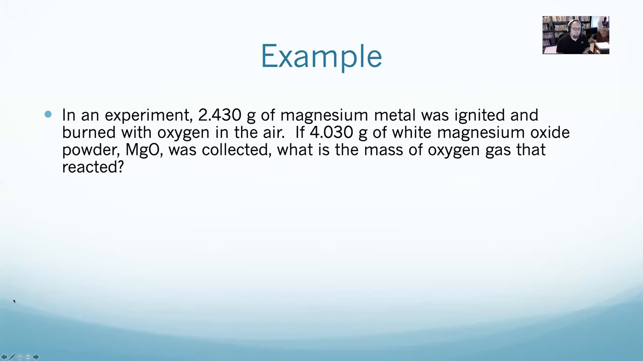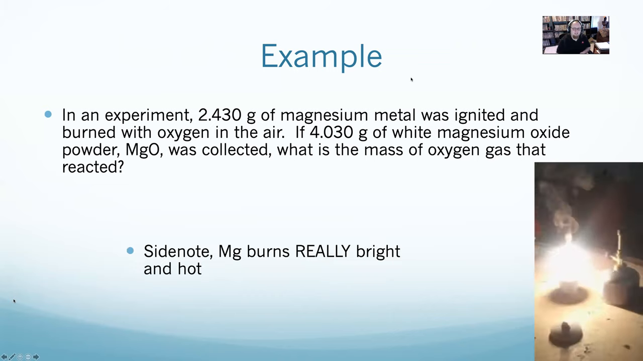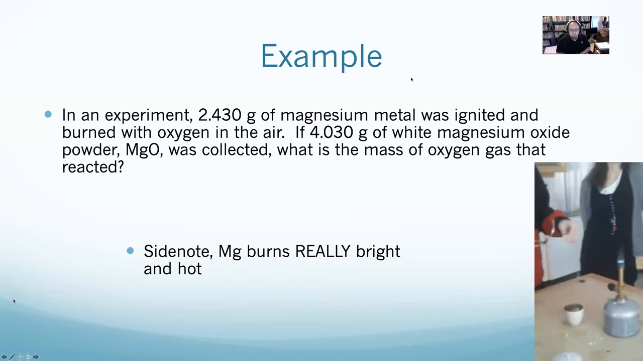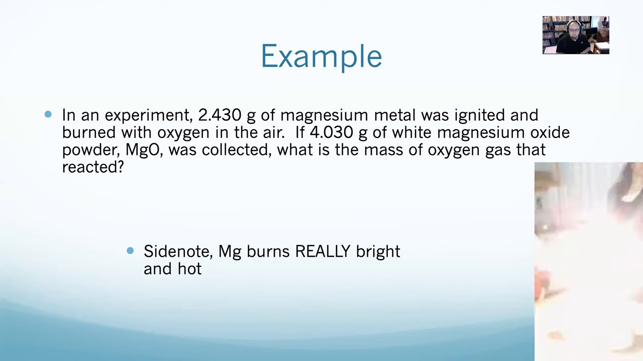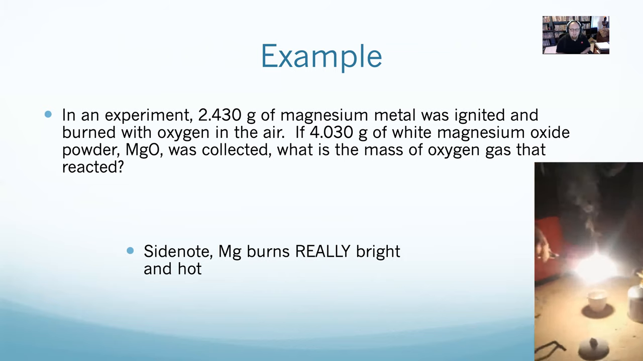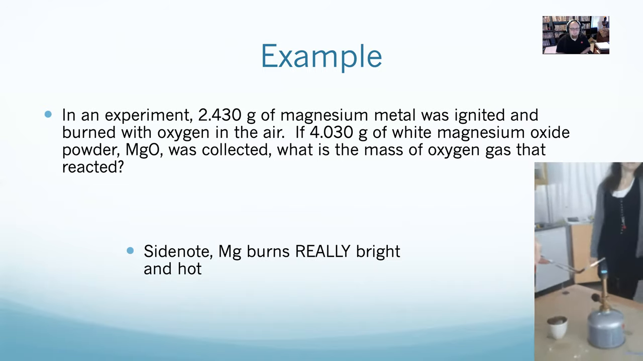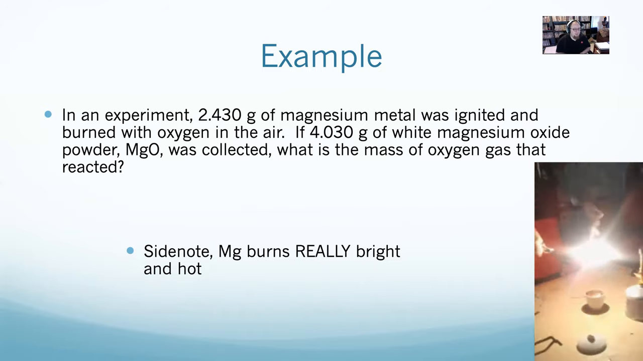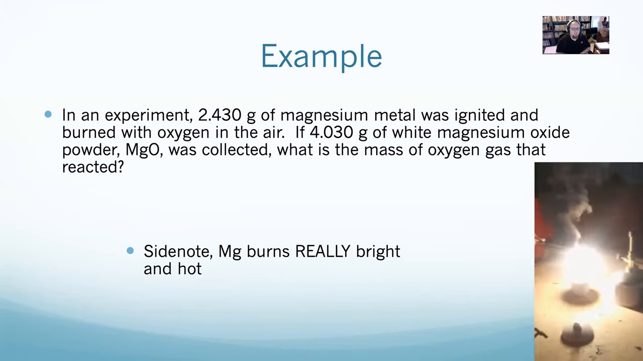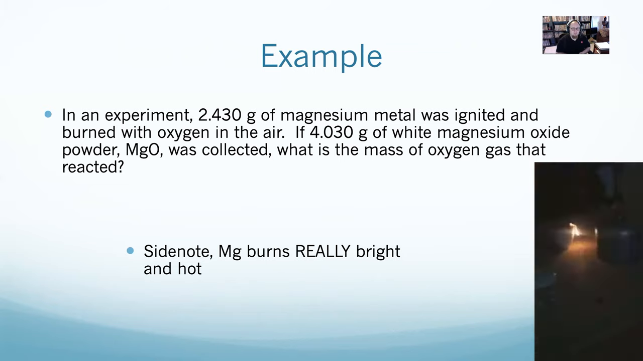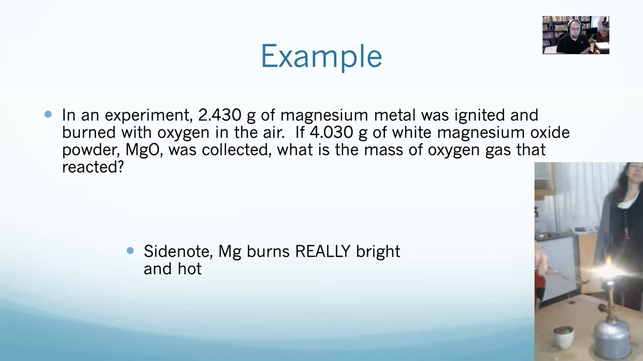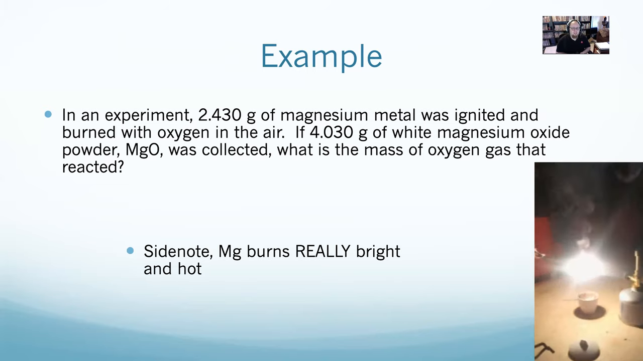It says, let's say I have 2.43 grams of magnesium metal and we set it on fire. When you set magnesium metal on fire, it gets really, really bright. After you burn it, it goes from a shiny metal to a crumbly white powder. That crumbly white powder after it gets set on fire is magnesium oxide. And this is actually a chemical reaction. That's why it glows so much. You're turning magnesium to magnesium oxide.